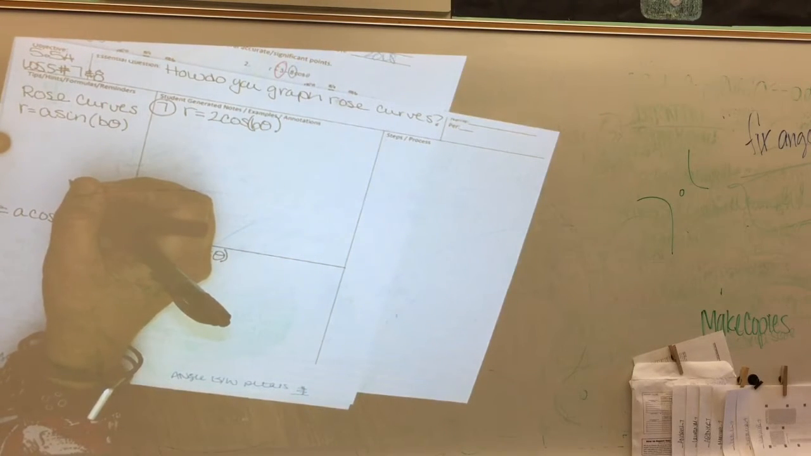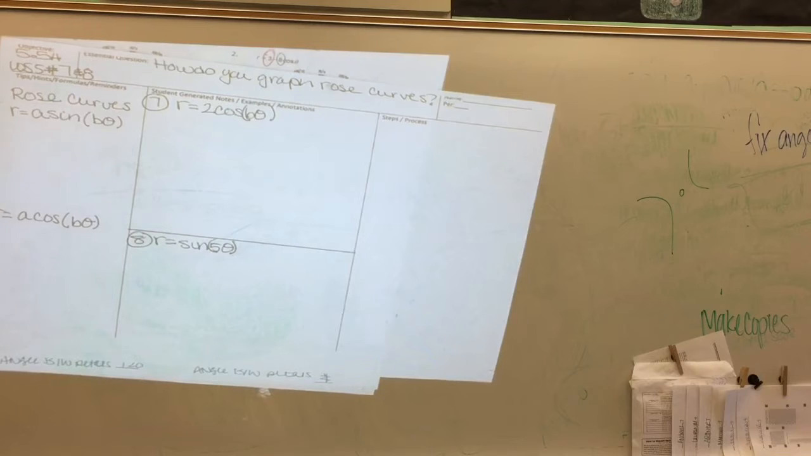So there's a few things you need to be aware of, and this part will be the same. And you know how to switch back and forth.